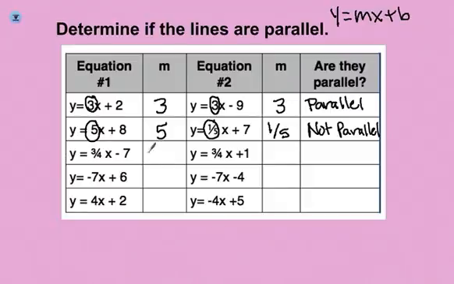Here we have y equals 3/4 x minus 7. So our m would be 3/4, the number in front of x. In our second equation, we have y equals 3/4 x plus 1. So our m would be 3/4 on this one as well. Since both of our m's are 3/4, that means that our lines have to be parallel.